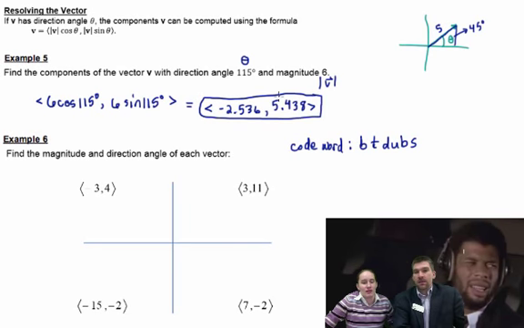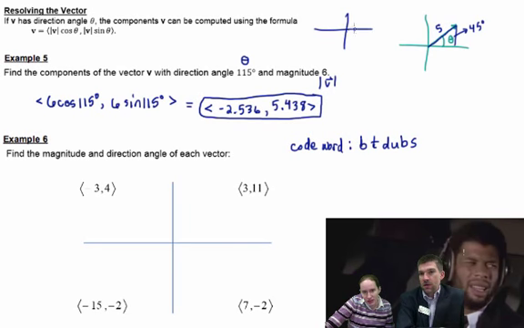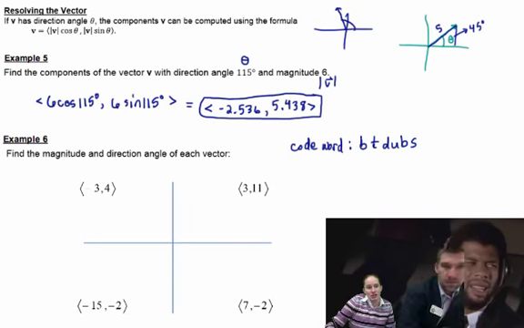Now think about this. You can rough sketch this out and get a general idea of where you should be. 115 degrees is 25 past 90, so that's the second quadrant. Do our coordinates match second quadrant? Left 2.5, up 5.4. Does that make sense? That does make sense. We at least have the correct sign.